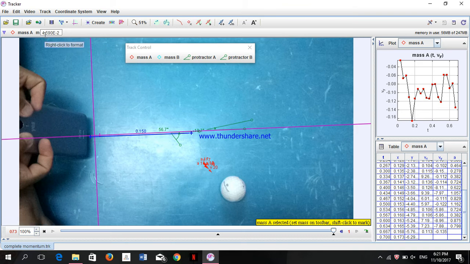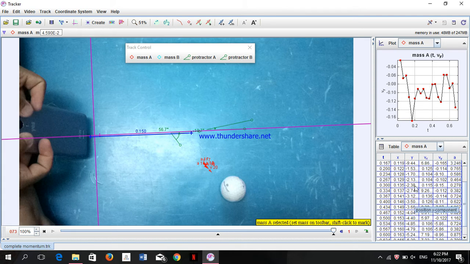So, for your information, the mass of the first ball and the second ball is the same, which is 0.0459 kilogram, and the time taken for the balls to collide is 0.7 second. And the distance for the collision is 0.015 meter.